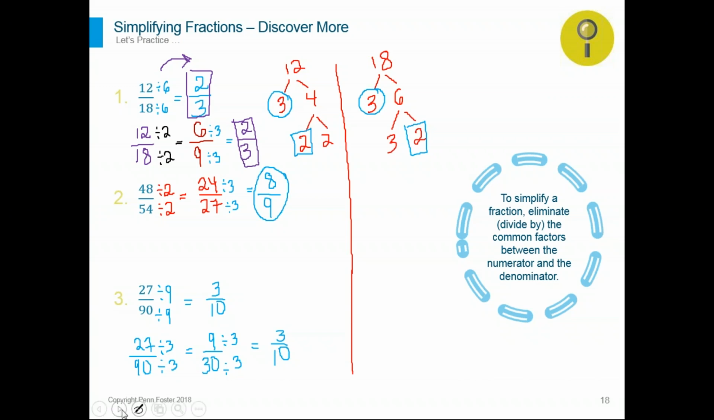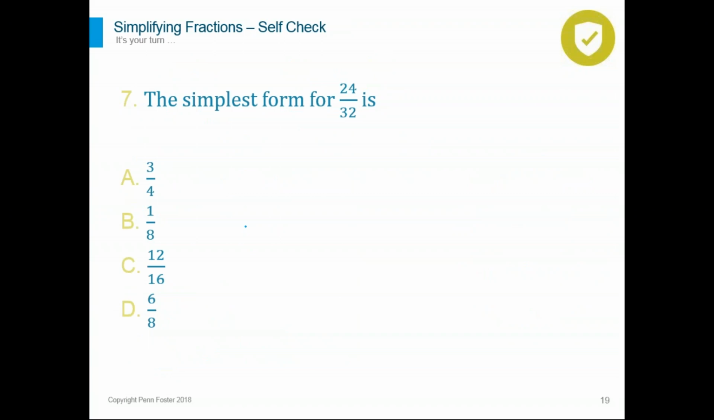Let's do a practice question and see how we're going to do with that question. The simplest form for 24 over 32 is... You can use the tree method, list all the factors for both numbers, and circle the common factors, multiply them together, and then in one step, you're able to find the simplest form of that fraction, or you can look at the top and the bottom and realize something there, and that would be the start for simplifying the fraction. Write down the problem and see which fraction from the 4 given here is the simplest form of the given fraction.